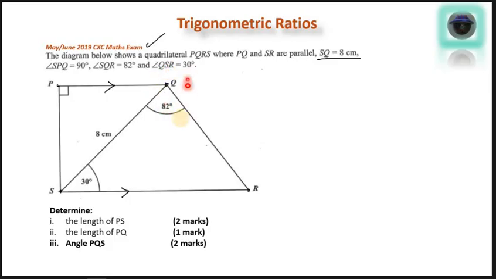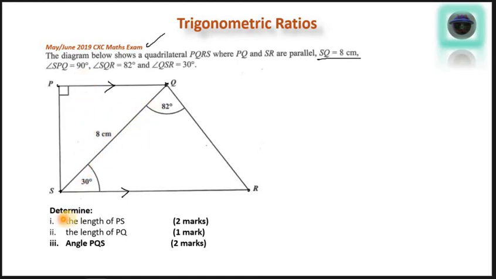Angle QSR, so go from Q to S to R. So this is the angle we're referring to. The angle formed by this side and this side is 30 degrees. Remember, the angle is formed when two sides meet at a point. So these two sides meet at S, and the angle formed here is 30 degrees. Okay, so now we understand how to find the particular sides and angles.